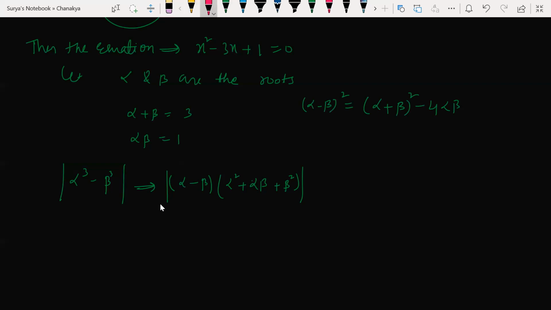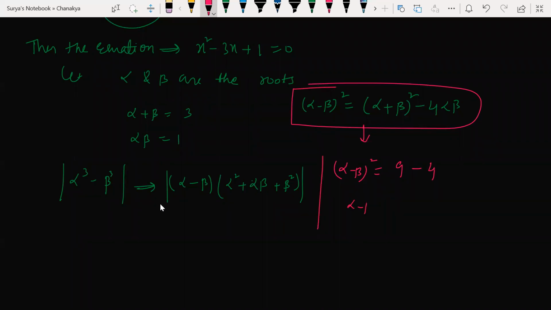Look at this here. We know this. By using this, I can find alpha minus beta. So alpha minus beta whole square is equal to alpha plus beta whole square, which is 9, correct, minus 4 times alpha beta, which is 4. So alpha minus beta whole square is equal to 5, and alpha minus beta is equal to square root of 5. This is how I substitute now.